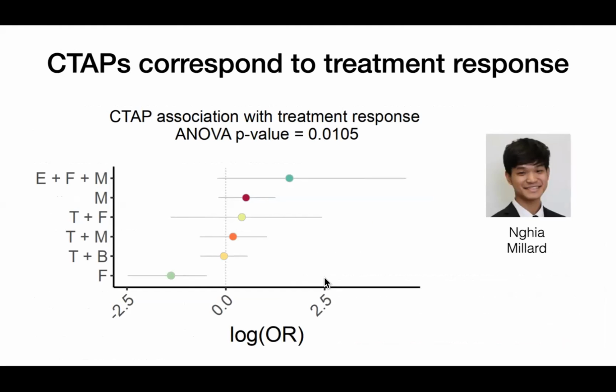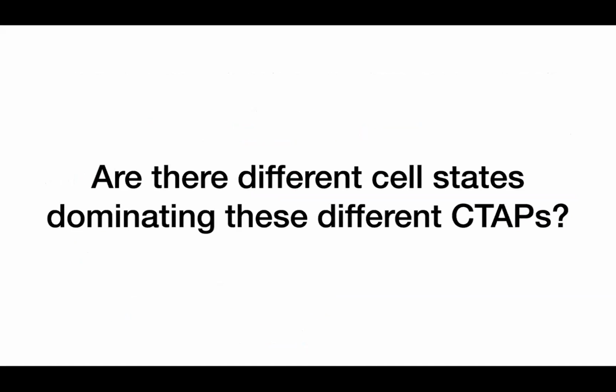We looked at treatment response, and this to me suggests that these CTAPs could be informative. What you see is that individuals with the F CTAP phenotype are very resistant to treatment. These are people who have a lot of inflammatory fibroblasts, and our guess is most of our therapies are working on T cells, B cells, et cetera. So if you have a lot of fibroblasts, you're unlikely to respond to therapy, suggesting an unmet need there. Are there different cell states dominating these different CTAPs?